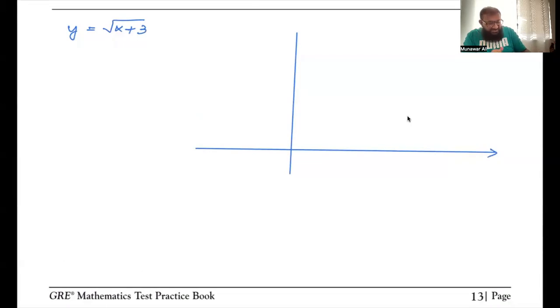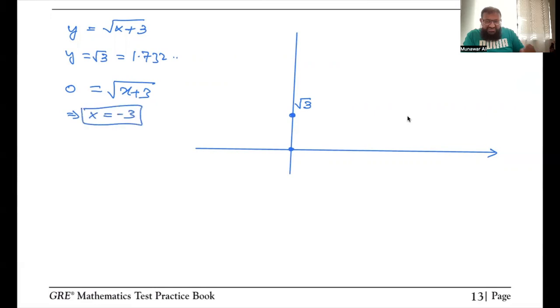When I substitute x equals 0, then y becomes square root of 3, which is some sort of 1.73. This is very simple. So at x equals 0, the value of y is square root of 3. And when y is equal to 0, what is going to be the value of x? So x is going to be -3. You just solve, take a square, and we are done. So at x equals -3, y is 0. So -1, -2, -3.